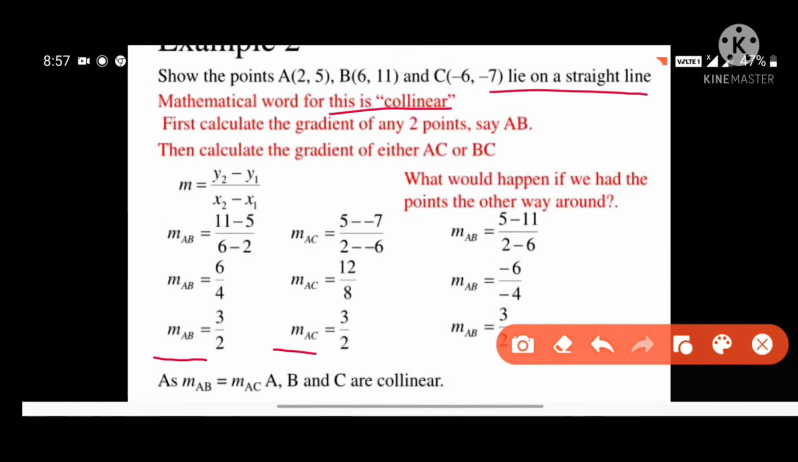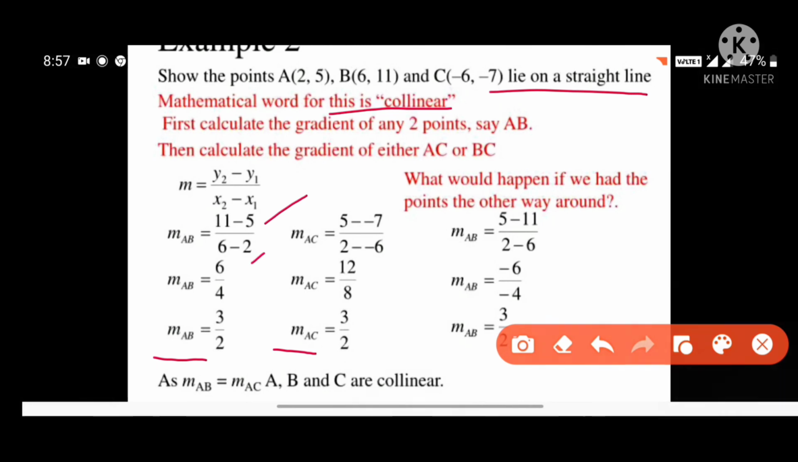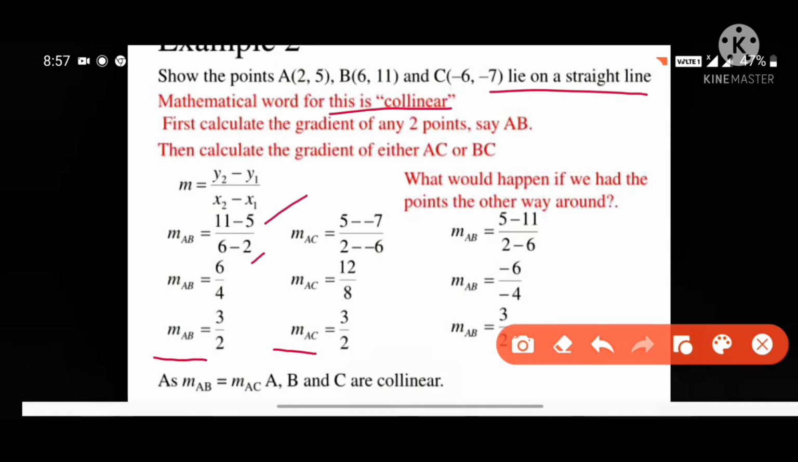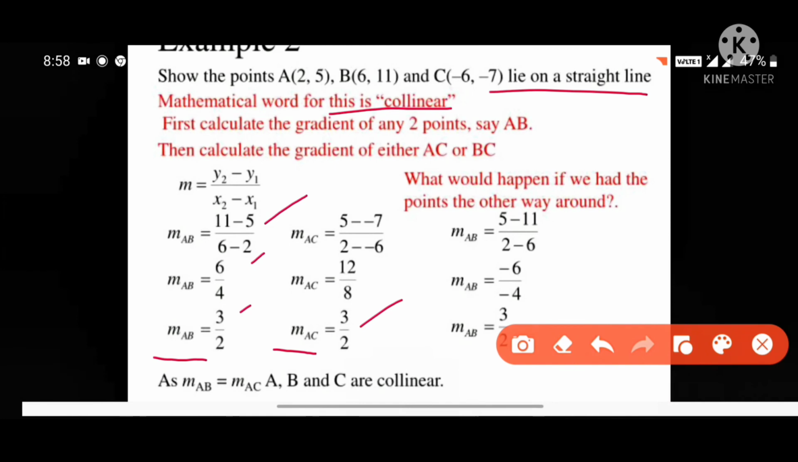Now if 2 points are given, then gradient is calculated by y2 minus y1 divided by x2 minus x1, which is equal to 3/2 in each case. So because gradients are equal, that is slopes are equal, the points are collinear, they lie on a straight line.